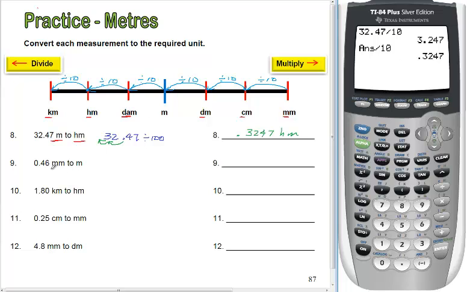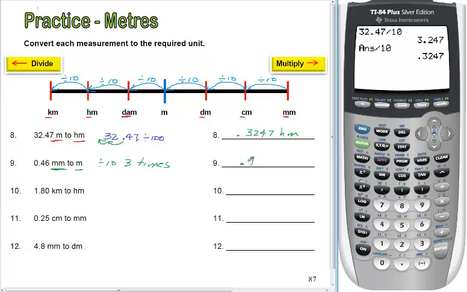Now, next one, let's have a look. We're going from millimeters to meters. So millimeters to meters. Going left again. So we're dividing. How many steps? 1, 2, 3 steps. So we're dividing by 10 3 times. Okay? So divide by 10 3 times. Or simply divide by 1,000. Which means move the decimal place 3 places to the left.